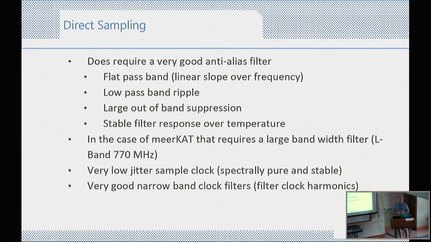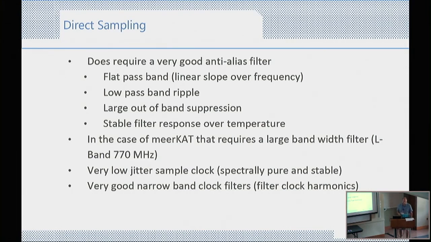Direct sampling comes at a cost, though. You get nothing for nothing and very little for a dime. So you typically have to have a very good anti-aliasing filter that has a flat passband or a linear slope response, low ripple, and large out-of-band suppression. You don't want adjacent frequencies leaking into your passband, which is basically the same effect as the intermods. And you want a stable filter response over frequency. Now, all these things sound great, but building something like this is quite tricky, and it's a very specialized job.